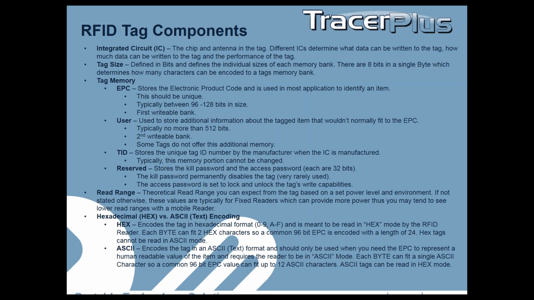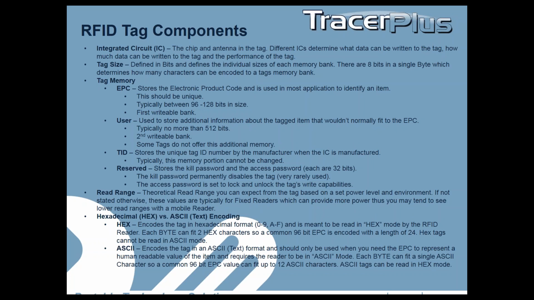Also, one last thing when it comes to tags is how the tags are actually encoded. So you may have sometimes heard the terms hex versus ASCII or hexadecimal versus text. Tags can actually be encoded with hexadecimal data or ASCII data. Your hexadecimal data is your typical hex data, 0 through 9, A through F. And that's what's typically encoded to a tag if you buy it from a manufacturer. It's what we typically recommend you encode the tag with if you're doing your own printing or encoding.